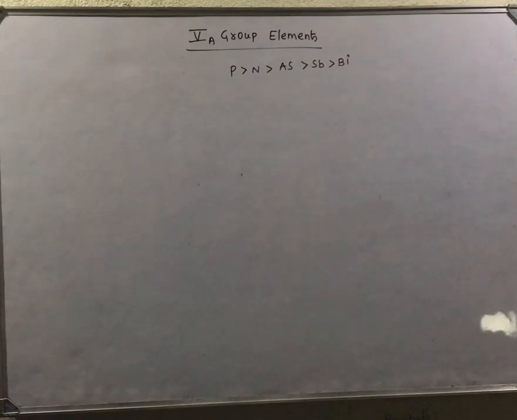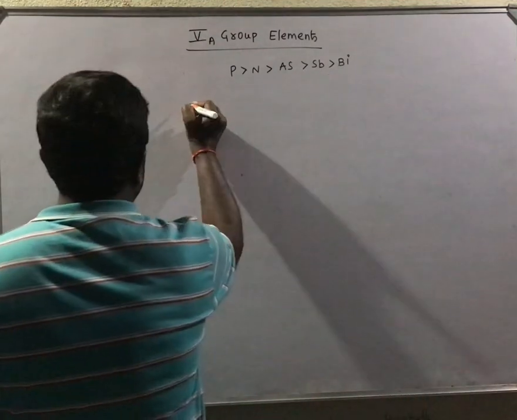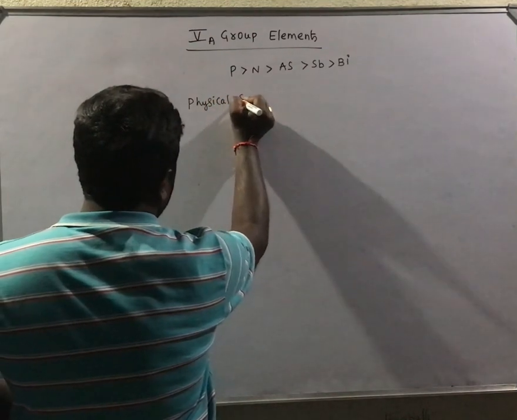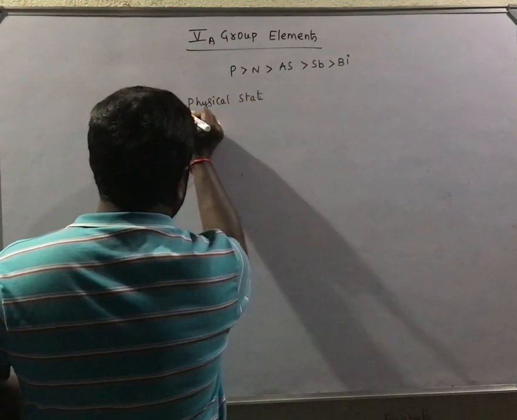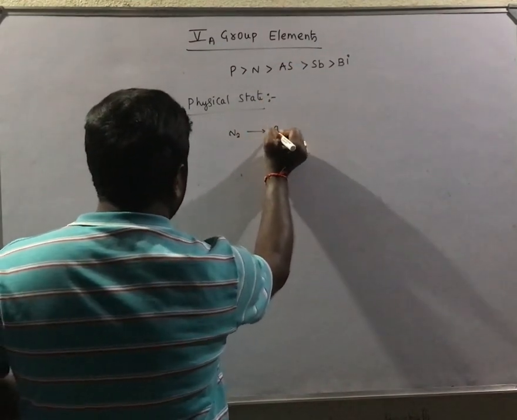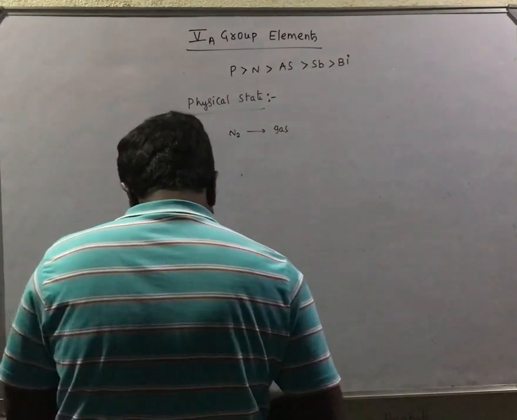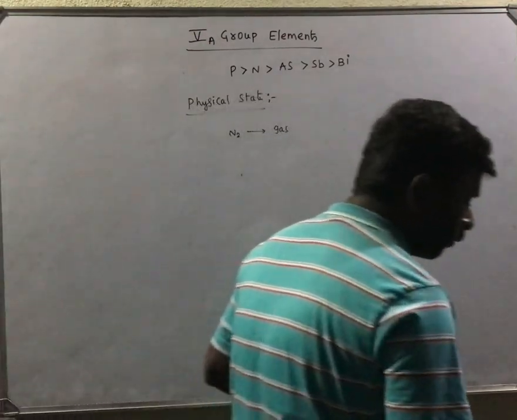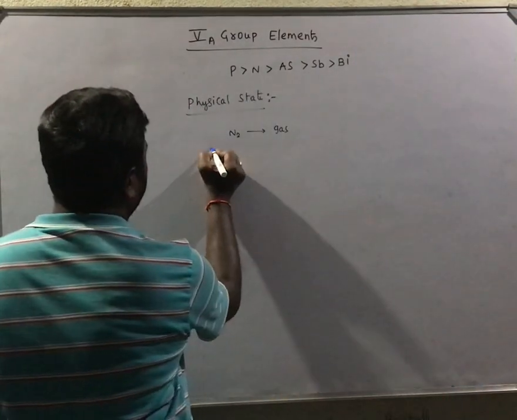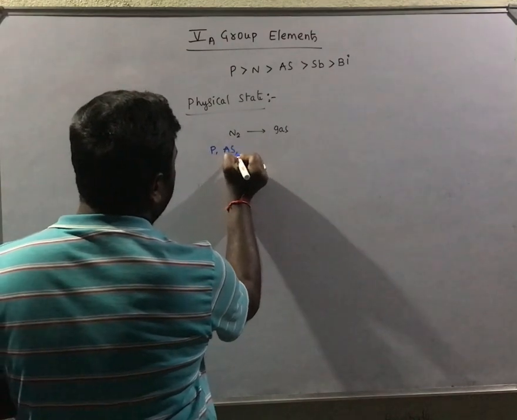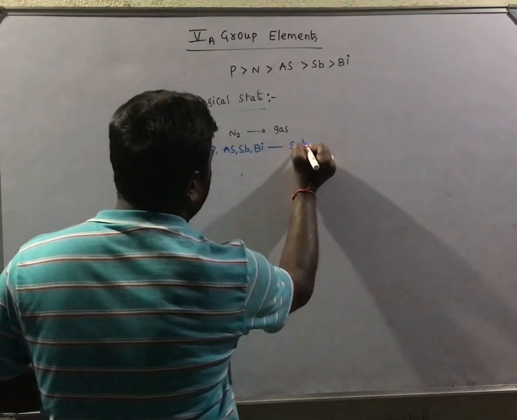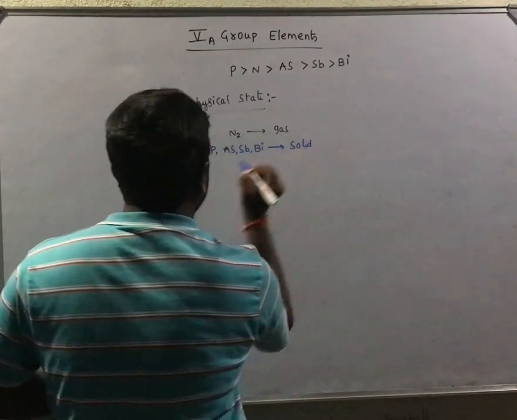Next, physical states. Nitrogen, N2, is a gas, and the remaining all are solids: phosphorus, arsenic, antimony and bismuth are solids.